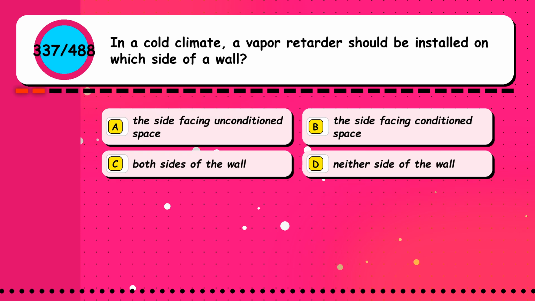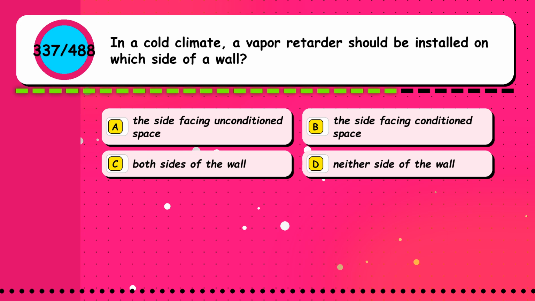Question 337. In a cold climate, a vapor retarder should be installed on which side of a wall? Option A. The side facing unconditioned space. Option B. The side facing conditioned space. Option C. Both sides of the wall. Option D. Neither side of the wall.